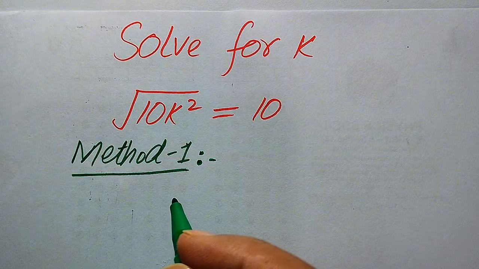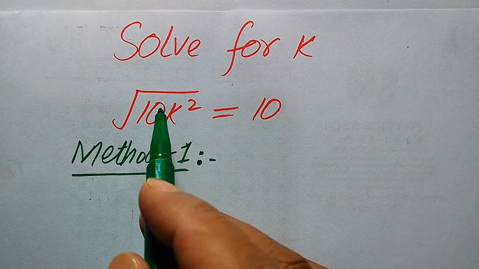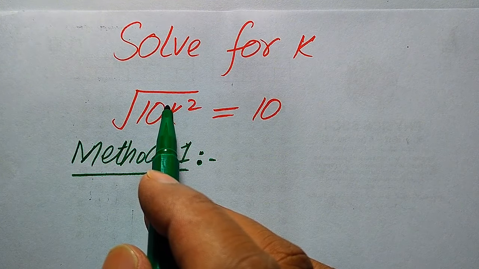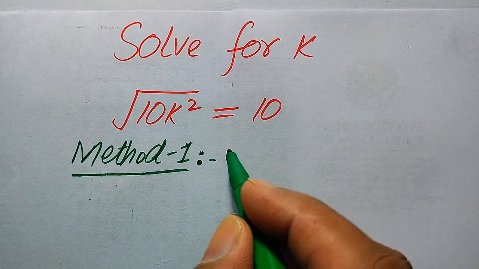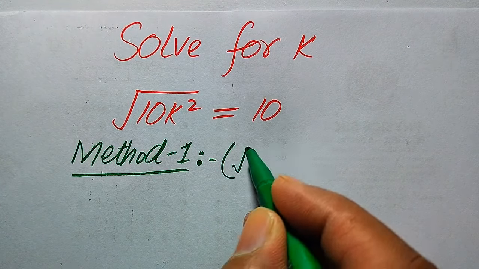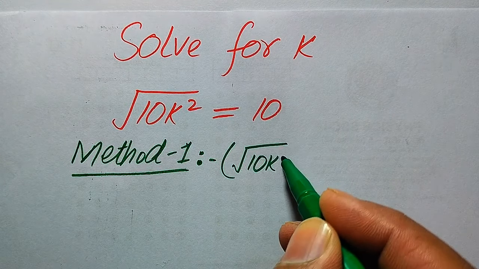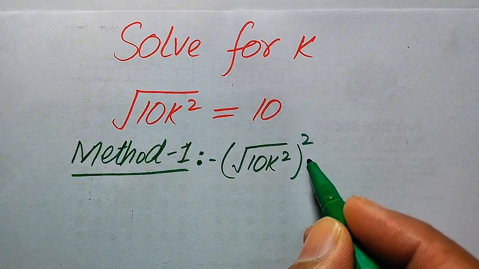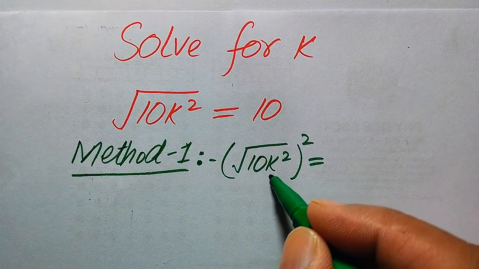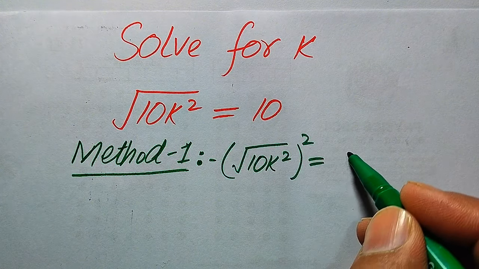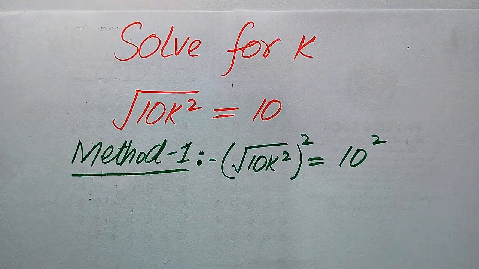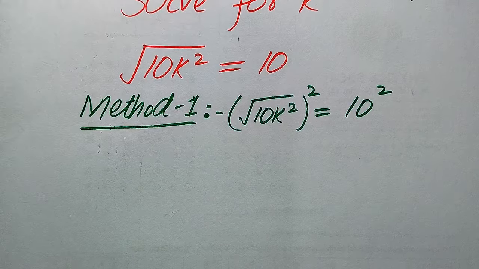Here the very first thing we are going to do is remove this square root sign from the left hand side, and for this we need to square both of the sides. So when we apply squaring on both of the sides, it will be written in this form: the square root of 10k squared, and its whole square, is equal to 10 squared.